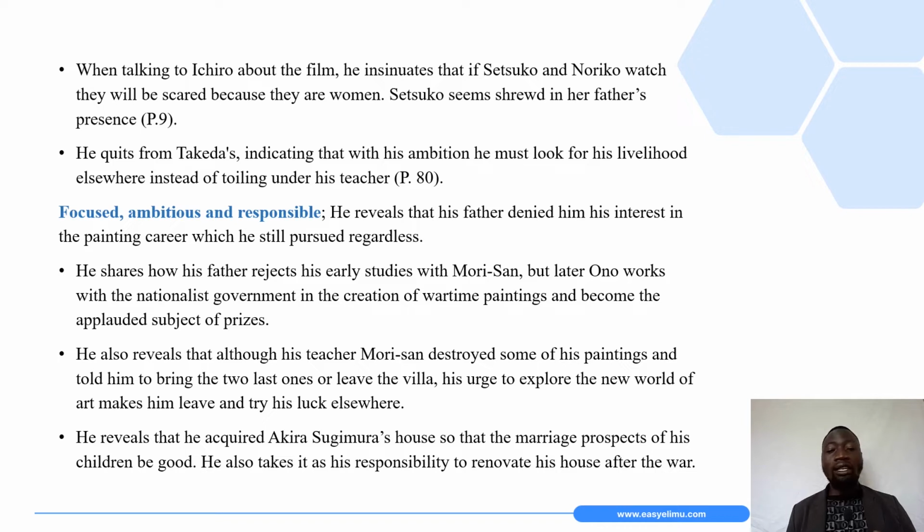So again, that supports Ono being focused, ambitious, and responsible as a trait. Another thing is that Ono reveals that he acquired Akira Sugimura's house so that the marriage prospects of his children would be good. He also takes it as his responsibility to renovate his house after the war.